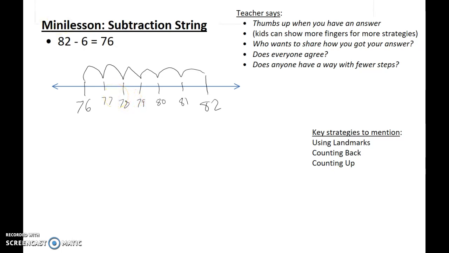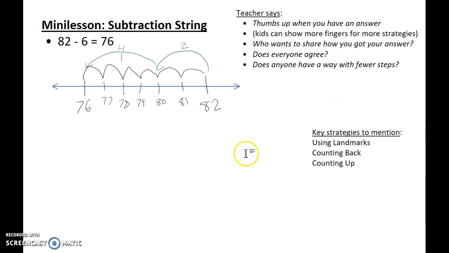And then you ask the question, does anyone have a way to do it with fewer steps? And maybe someone says, well, I jumped back 2 to get to 80, and then 4 more to get to 76 from 80. And that can work you towards using more efficient strategies.